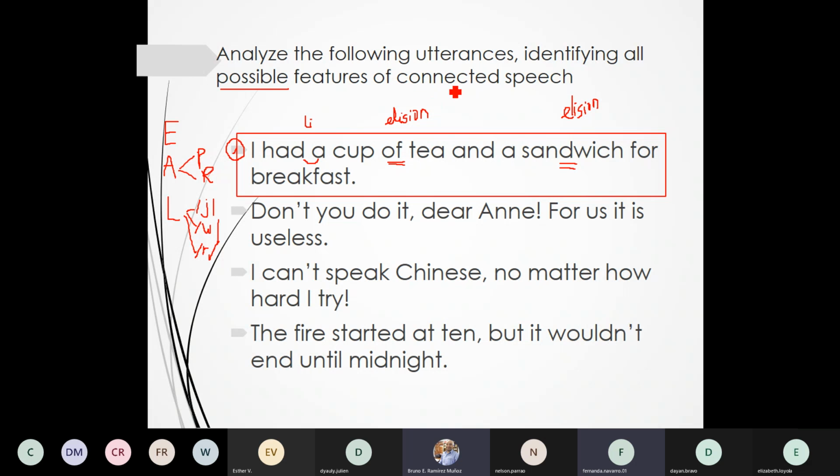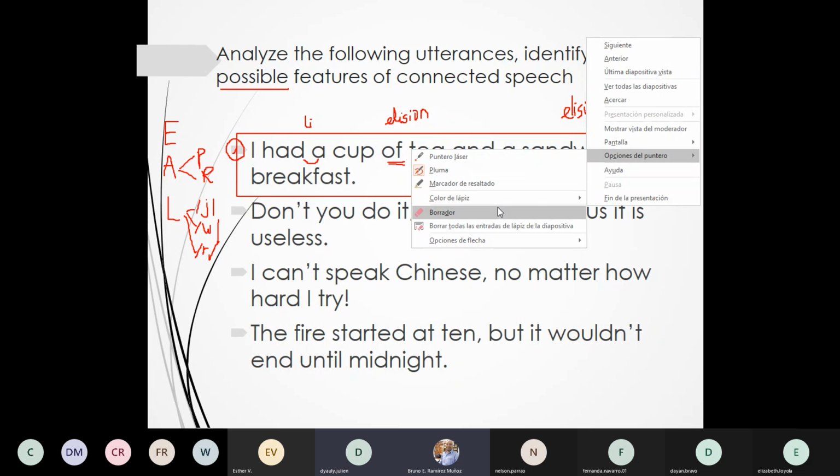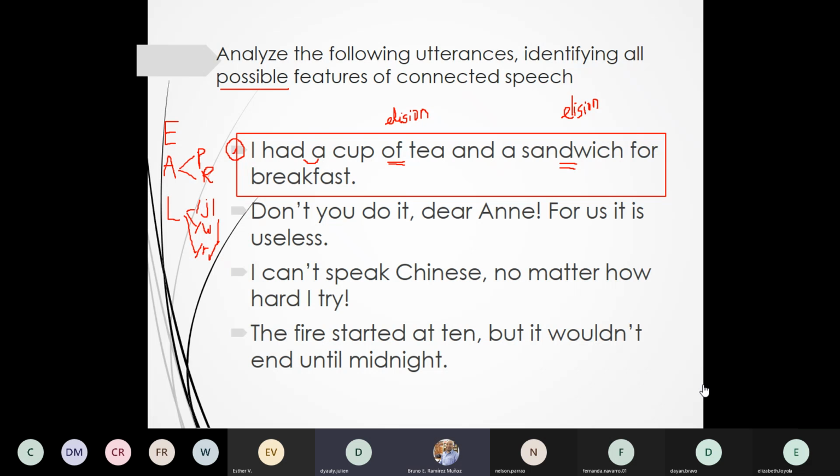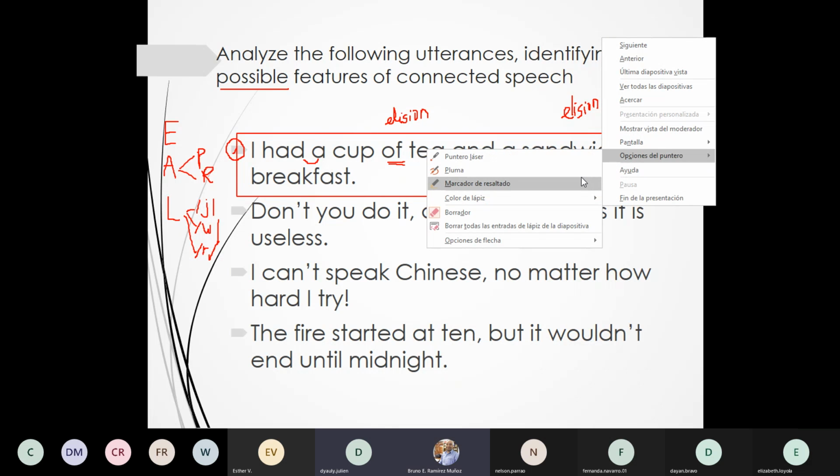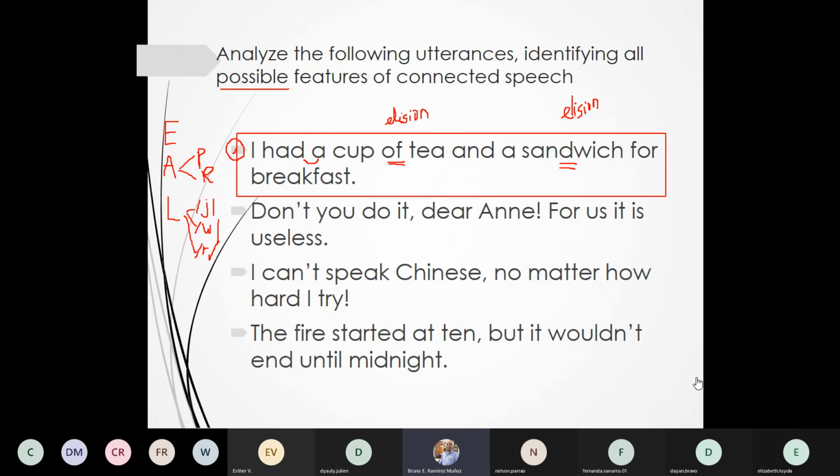Okay? And let's ask someone else. What do you think? Could it be assimilation, linking, or elision? It's more like a linking. Hadakov, hadakov tree. Yes, it's more like linking. Okay. It's like an intrusive R. Okay, I like that. It's like an intrusive R.